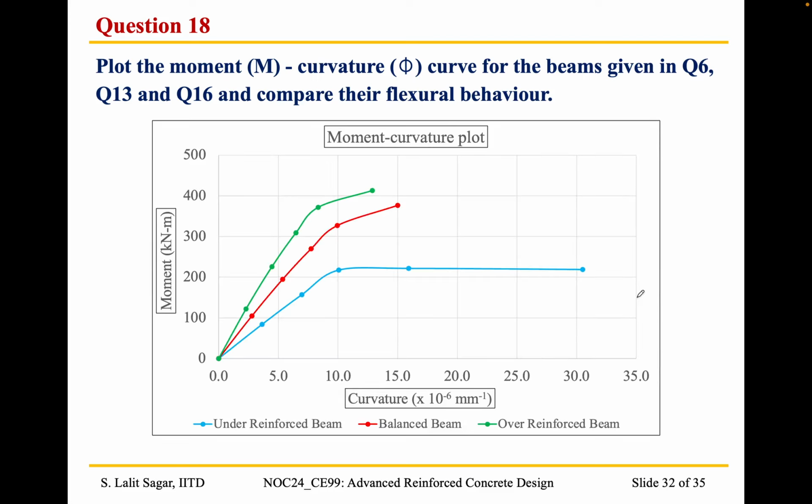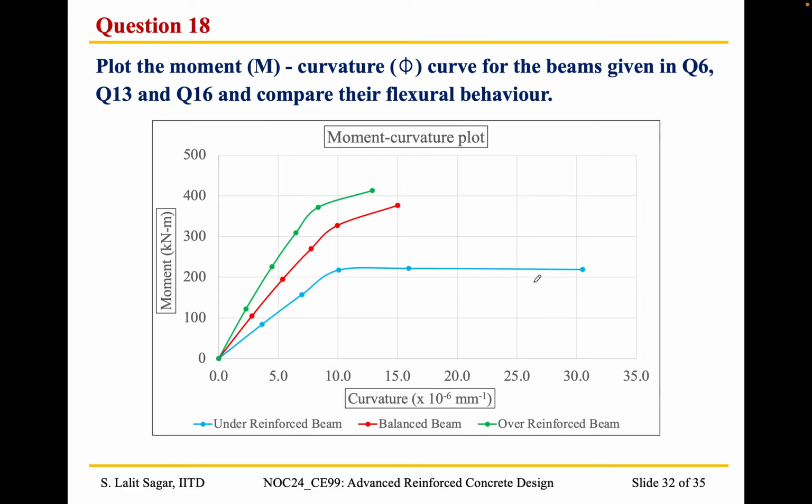Okay, so I think this gives us the entire story of what we have been discussing from the beginning of the class up to this point. So as you can see, this blue curve corresponds to an under reinforced beam, this red curve corresponds to a balanced beam, and the green curve corresponds to an over reinforced beam.